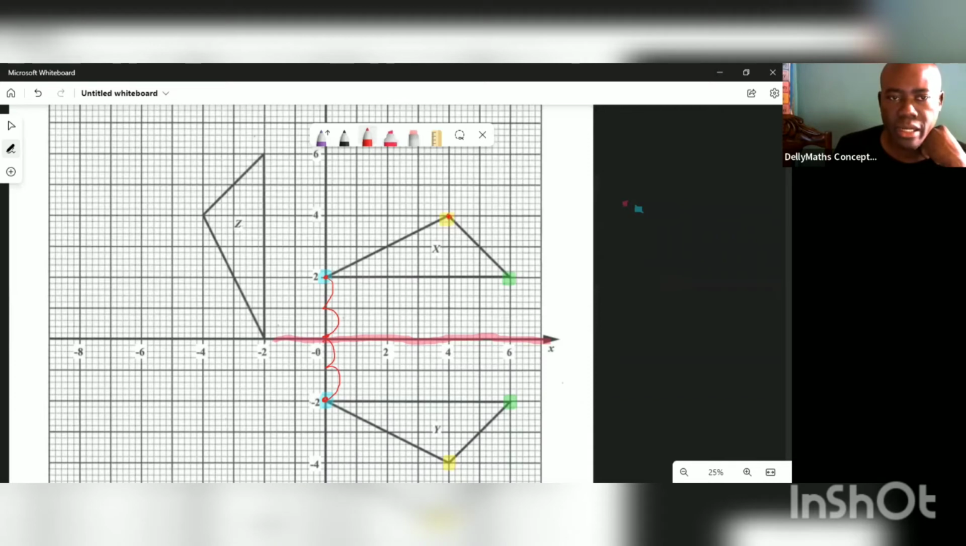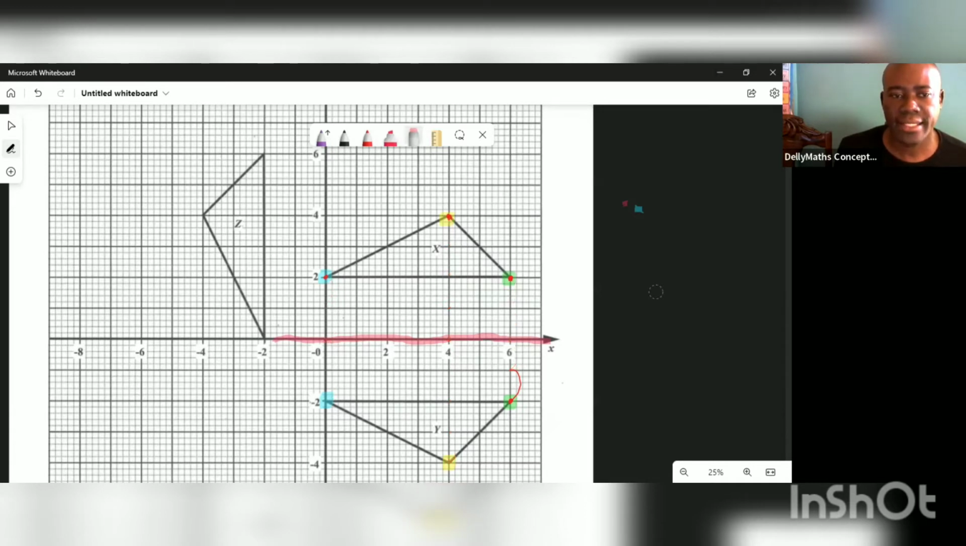Let's pick on this point here. It is 1, 2, 3, 4 units on top of the mirror line, so it is expected to fall 1, 2, 3, 4 units beneath, and that is exactly what happened. Then lastly, this point here was 1, 2 units on top of the mirror line, so we expect it to fall 1, 2 units beneath or below. So yes, you could see it's a reflection, and not only that, the mirror line is the x-axis.